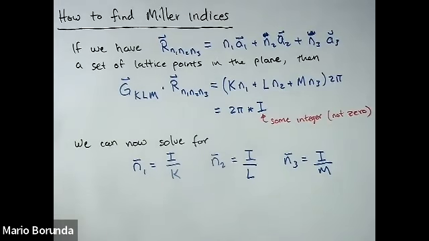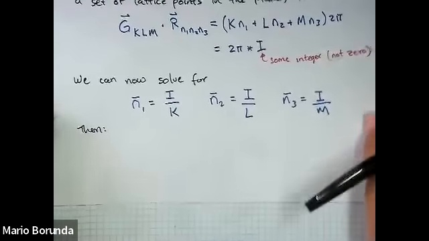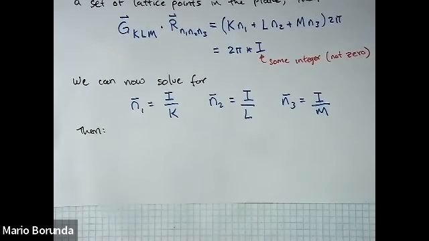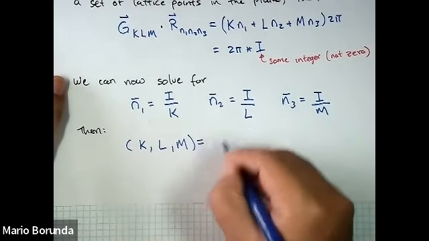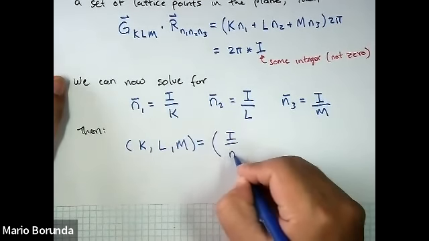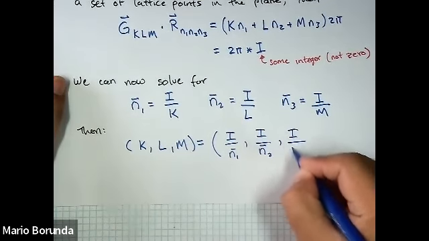So what we have is that we can, yeah? Does this N1, N2, and N3 bar sort of give us the basis for N1, N2, N3? It gives us, well, I call it the position of the intercept. I don't know if it's the basis for it. Let me show you an example in two dimensions. So that means that I can rewrite K, L, and M as I over N1 bar, I over N2 bar, and I over N3 bar.